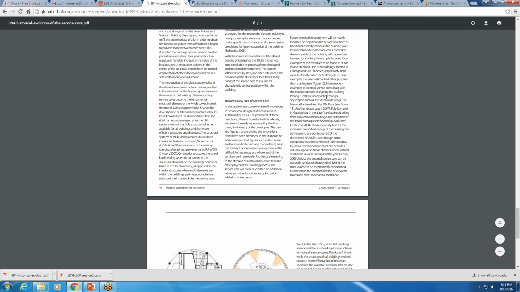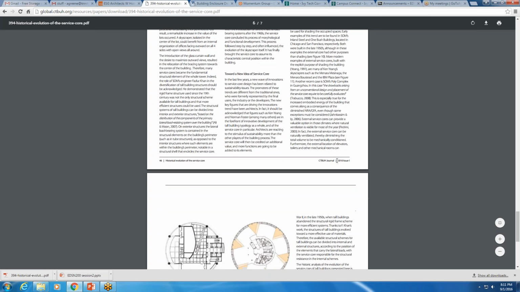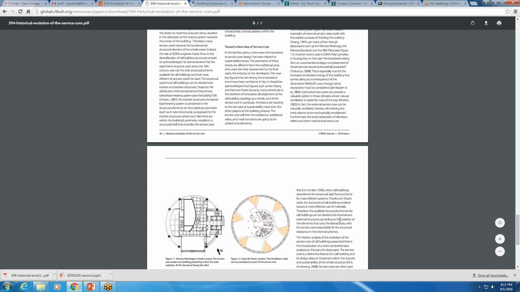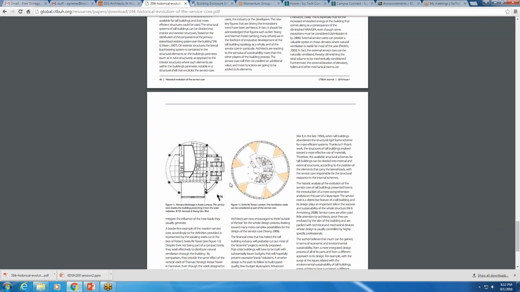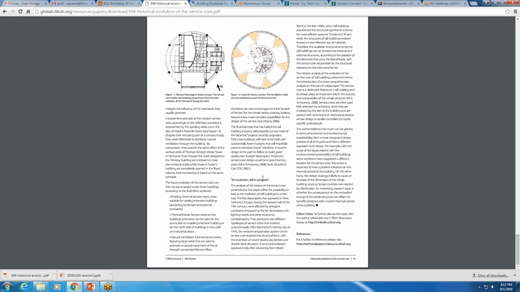So he talks about more examples of the core and how when the core moves to the outside, it says an external service core can provide a valuable option in those climates where natural ventilation is viable. And then he talks about more benefits. He'll talk about energy, letting air in, keeping light on the entire exterior of the building. But what he's really showing is we had them at the center, we've had them kind of on the corners but still maintained within the building, and now he's talking about having a completely exterior service core that's its own offshoot of the building. So this is where he sees service cores going, and he sees it because it's more sustainable, which he ends up explaining. An evolution still in progress.